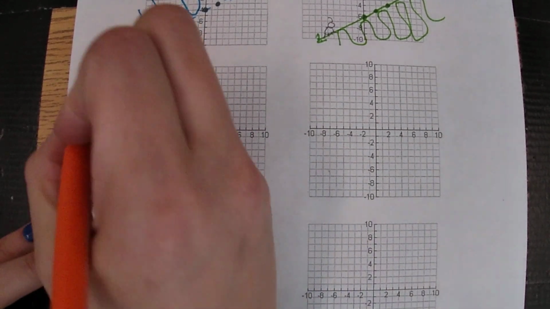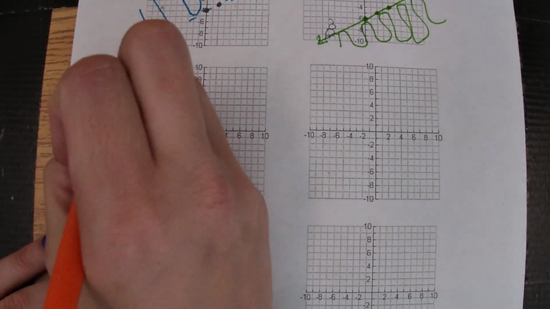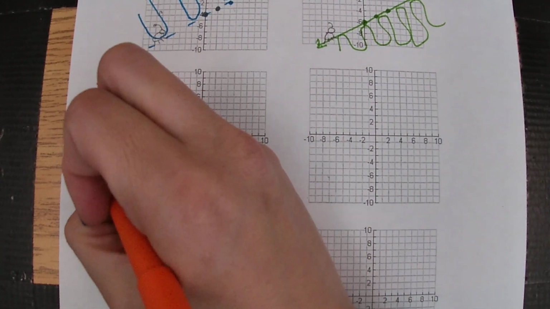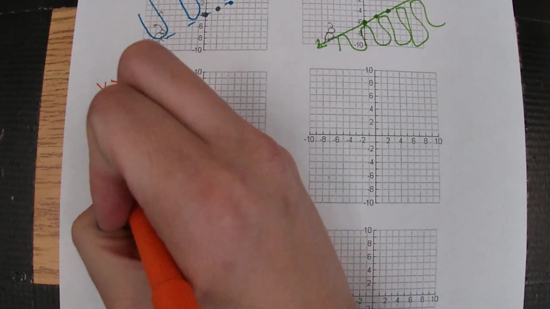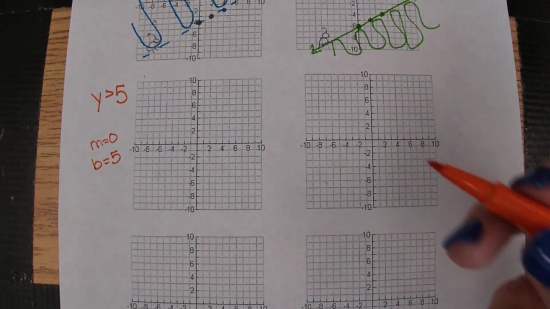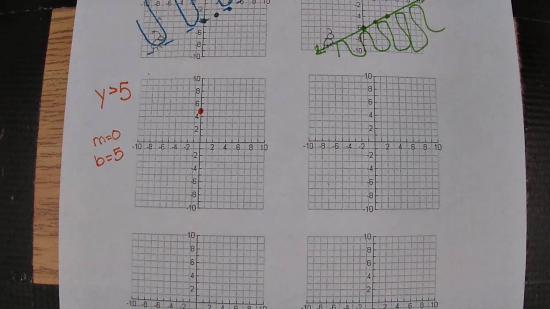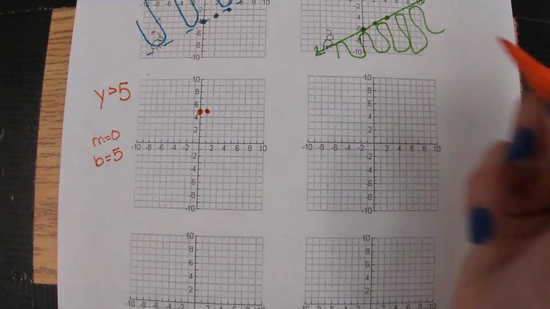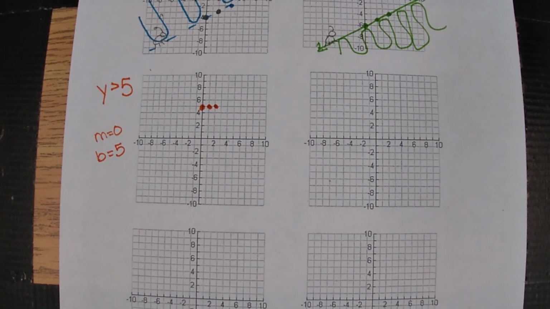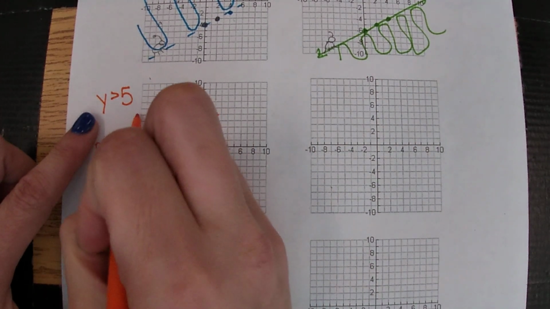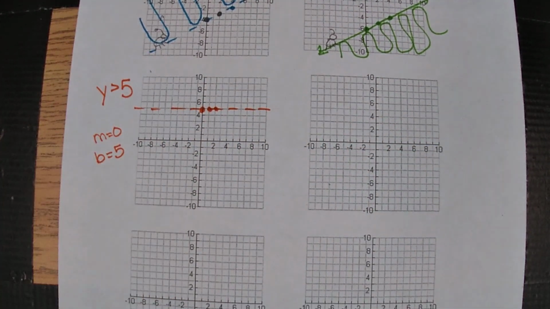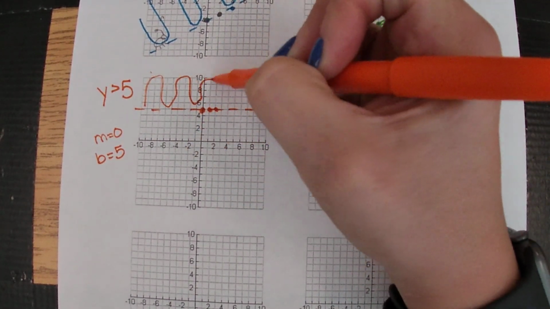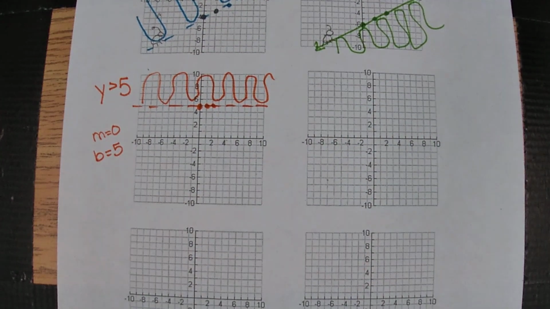What if I said I wanted to graph y is greater than 5? And so we say, okay, that means my m is 0 and my b is 5. We've already talked about that with slope-intercept form. So I'm going to start at 5. I have a slope of 0 over 1, so I'm going up 0 over 1. This is a dashed line. And this one is telling me to shade above. All right, so I'd have this area here.